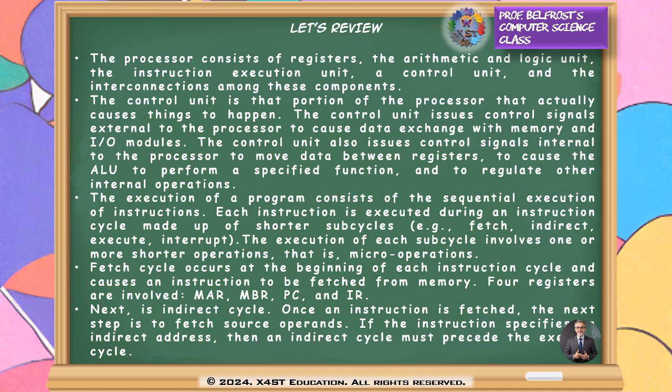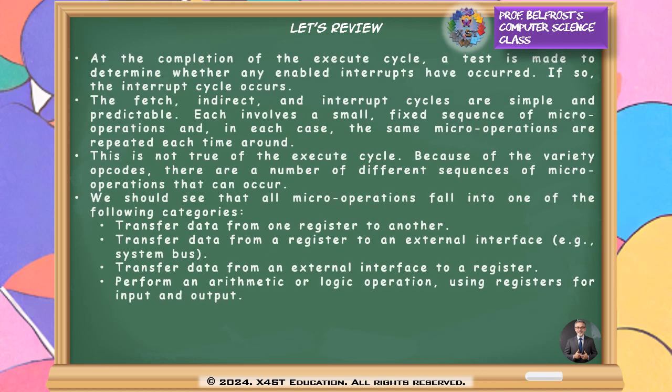For the indirect cycle, once an instruction is fetched, the next step is to fetch the source operands. If the instruction specifies indirect addressing, then an indirect cycle must precede the execute cycle. Third, at the completion of the execute cycle, a test is made to determine whether any enabled interrupts have occurred. If so, then the interrupt cycle will be called.